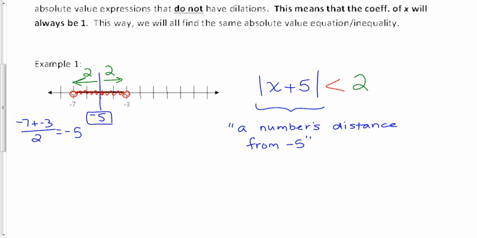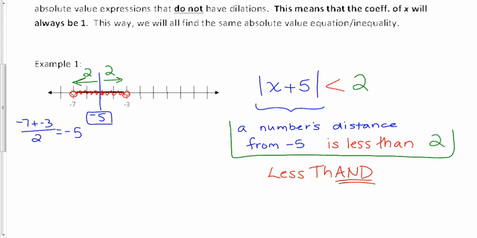Another way I can remember this is less than made the "and" statement, and this distance was 2. If I wanted to write this as a sentence, what I have in full now is a number's distance from -5 is less than 2.